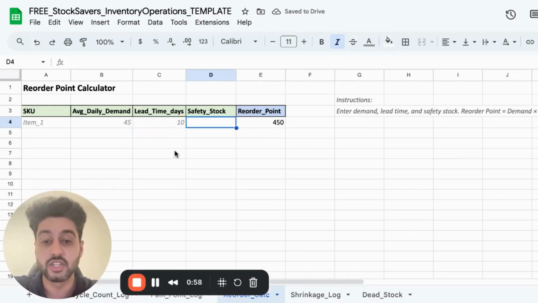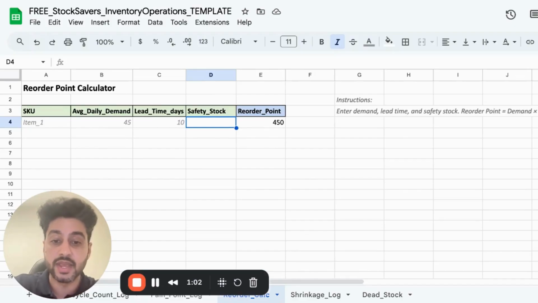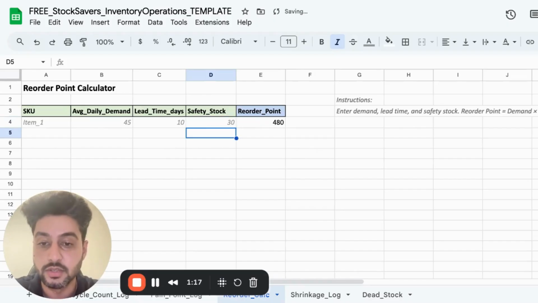Now we've got the safety stock. So this is your buffer for unexpected spikes in demand or supplier delays. Think of it as your insurance policy against stockouts. So for every run that I have, I've typically got a safety stock of about, say, 30 units.